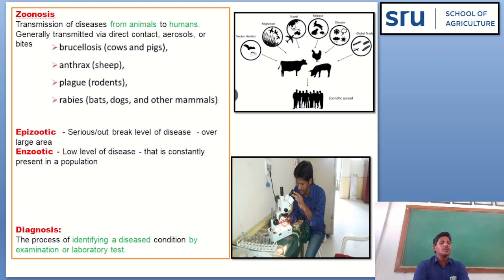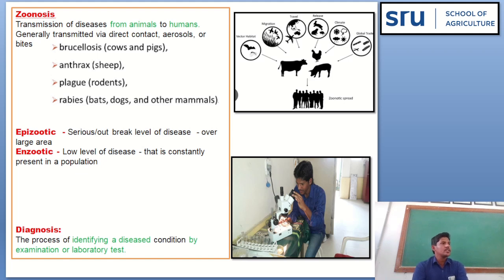Then what are epizootic and enzootic? Serious or outbreak level of a disease which occurs over a large area. For example, in 2020, coronavirus occurred over a large area in serious form. Such diseases are known as epizootic diseases. Less serious or low level of a disease which occurs in a particular area is an enzootic disease.